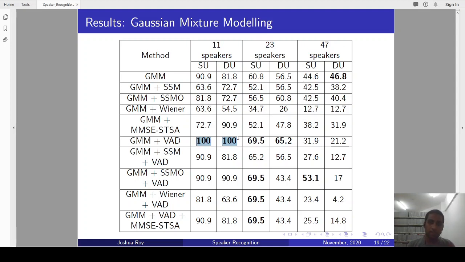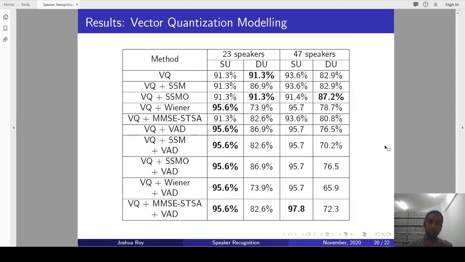We observed that we get 100% accuracy when we use a VAD, that is voice activity detection. SU means same utterance, DU means different utterance. We get 100%, but it suffers from a big problem, that is a scalability issue. When we consider a system with 47 speakers, none of them has 50% accuracy; everything is below except for one, I think. So it had a big scalability issue.